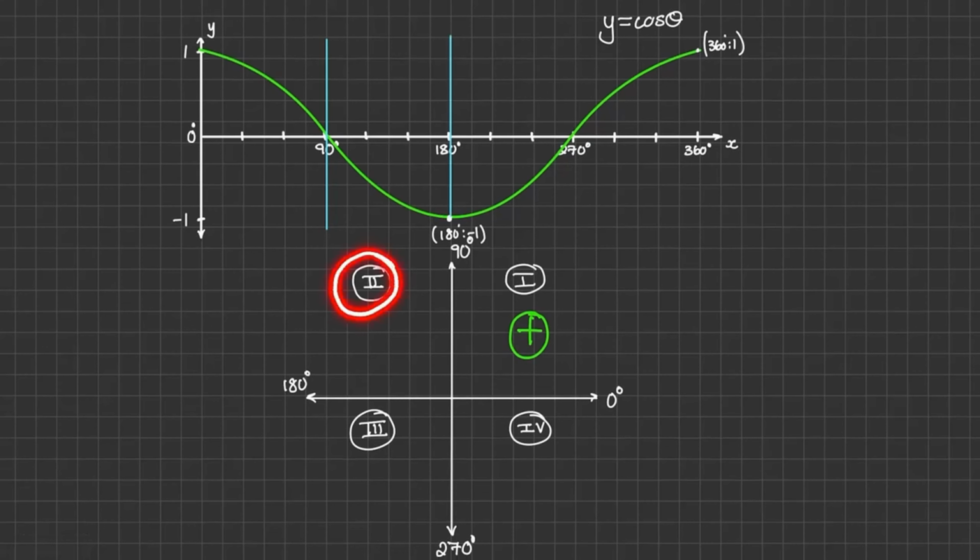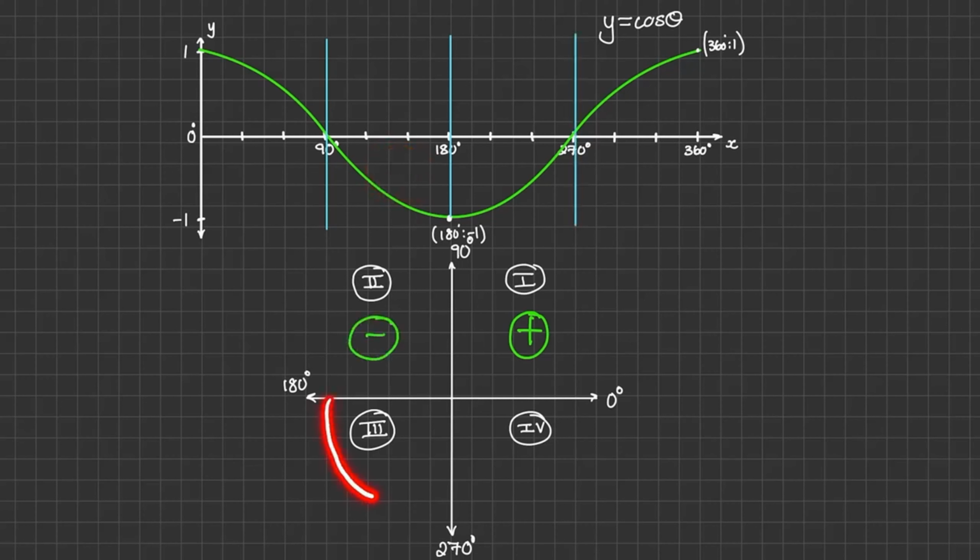Next, the second quadrant is between 90 and 180 degrees. On our graph, between 90 and 180 degrees, which is the second quadrant, we can see that the cosine graph is below the x-axis, meaning it's on negative values of y. So the cosine of theta is negative in the second quadrant.